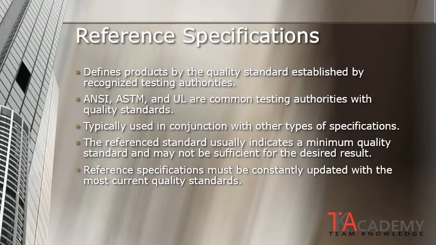Next is reference specifications. A reference specification defines products by the quality standard established by recognized testing authorities within the industry. ANSI, ASTM, and UL are some common examples of testing authorities that develop quality standards. A reference specification typically does not stand alone. It is usually used in conjunction with other types of specifications, such as a performance spec.